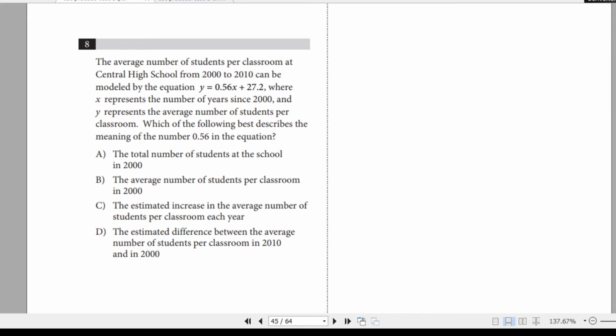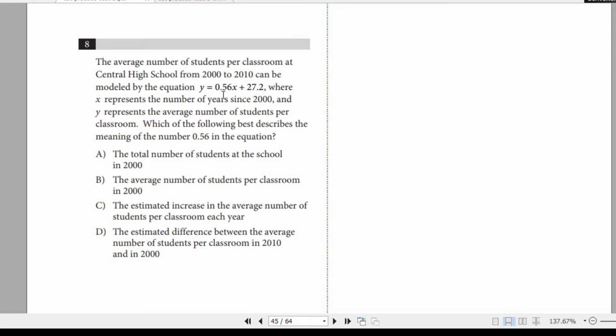Question number 8. The average number of students per classroom at Central High School from 2000 to 2010 can be modeled by the equation y is equal to 0.56x plus 27.2, where x represents the number of years since 2000. This x is number of years, and y represents the average number of students per classroom. Y means the value will be the number of students in the classroom. Which of the following best describes the meaning of the number 0.56 in the equation?